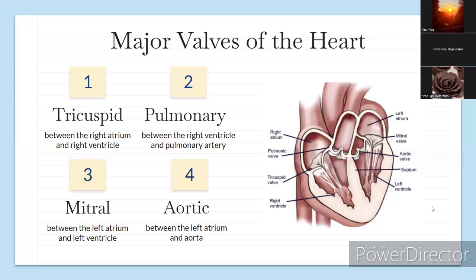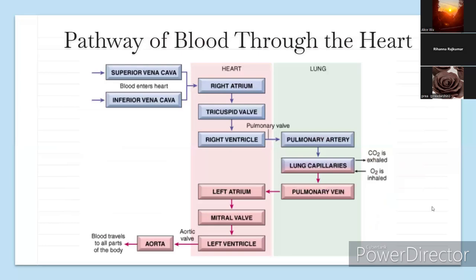And we're going to talk a little bit more about the pathway of blood so you understand how blood flows throughout the heart. First off, a quick overview of the pathway of blood through the heart: deoxygenated blood enters the right atrium, it flows to the right ventricle and is pumped to the lungs, and then oxygenated blood returns to the left atrium, and it flows to the left ventricle and is pumped to the body.